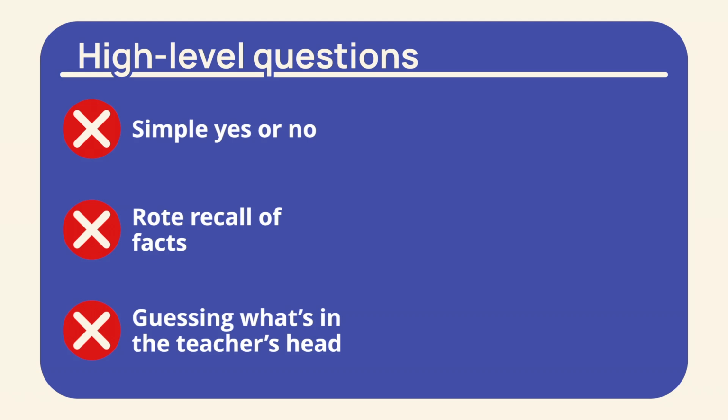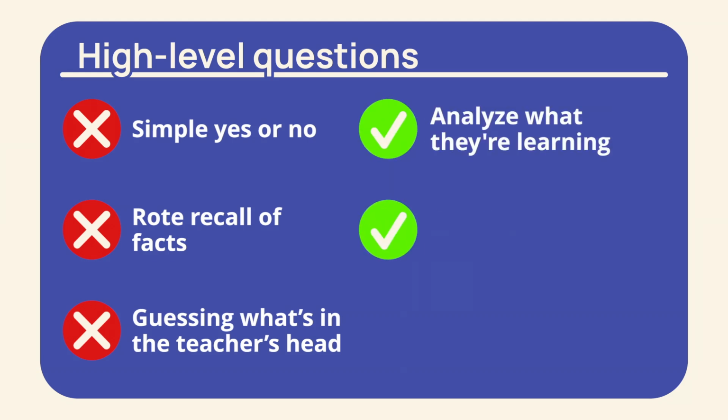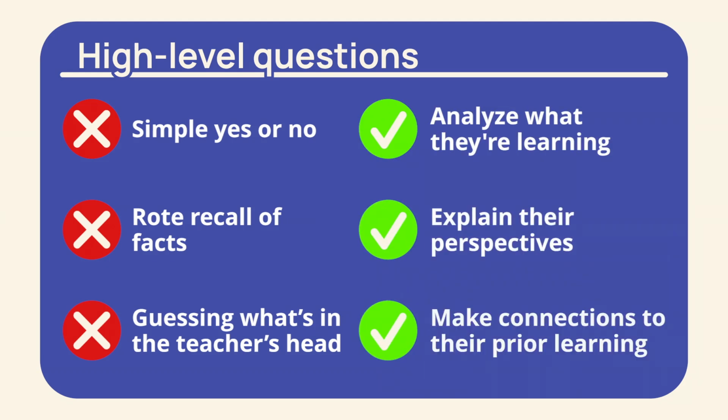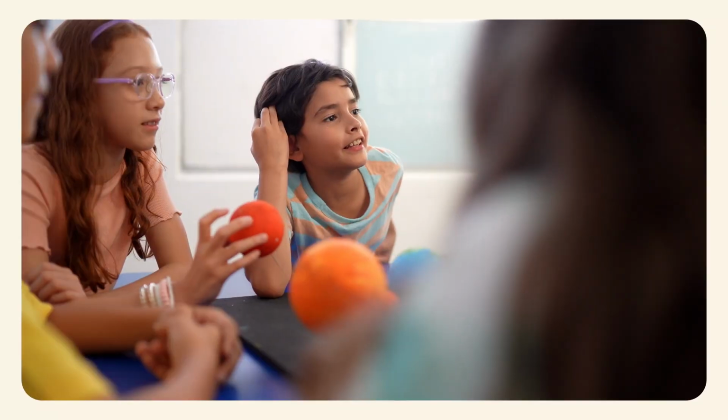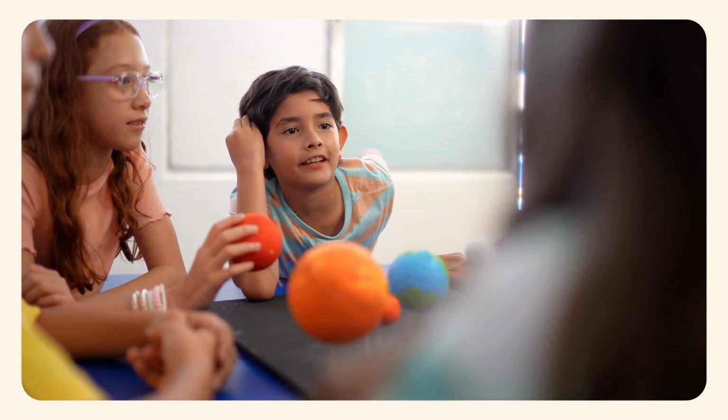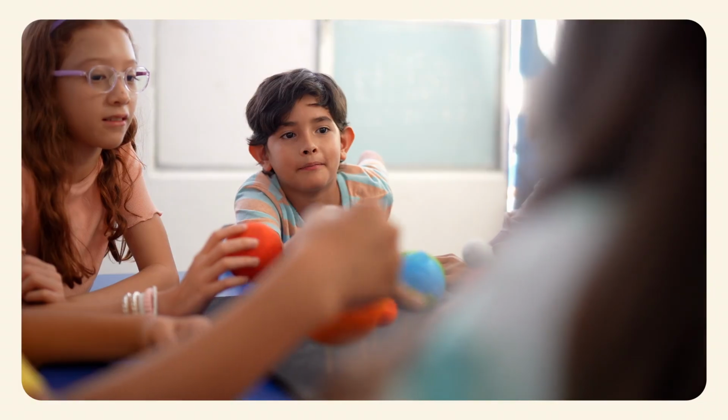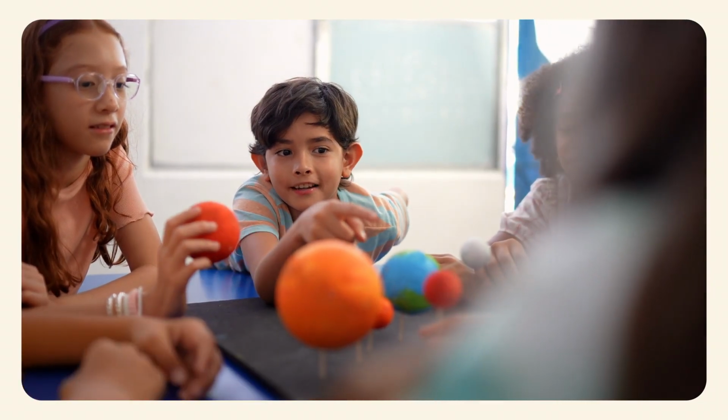Instead, they call upon students to analyze what they're learning, explain their perspectives, and make connections to prior learning. This level of thinking and dialogue prompts students to make sense of learning, helping them to consolidate, cluster, and categorize new knowledge in their minds. When students verbalize their thinking, they reinforce freshly made neural connections, which helps them to more richly encode, consolidate, and strengthen new learning. Here's how to use high-level questions and student explanations in your classroom.